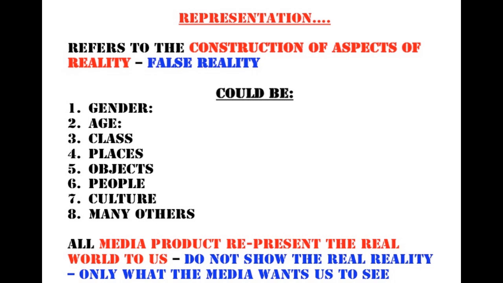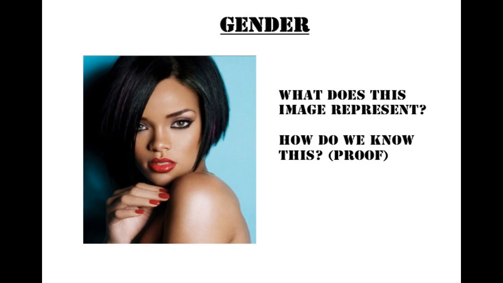People's culture, so how that could be represented. For example, British culture, what could we see about that? The Union Jack, fish and chips, all the way through to, say, American culture or Jamaican culture, and many other areas. Now, all media products represent the real world to us, but it's not really representing it, it's being represented. It's presented in the way in which the media wants us to see it. It doesn't show the real reality. So let's have a look at some of these.